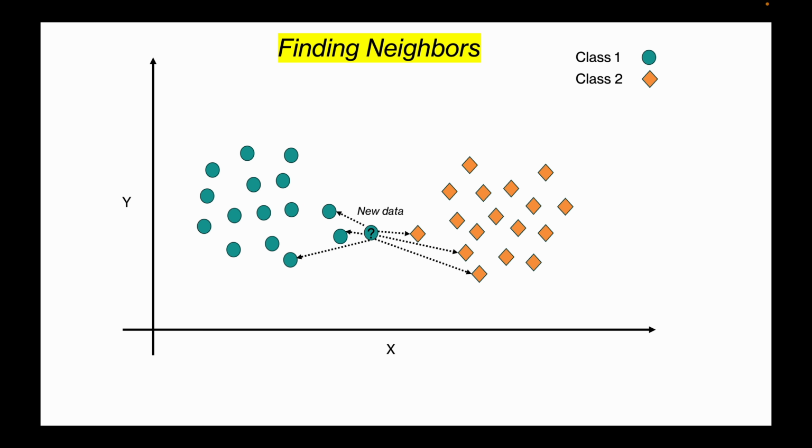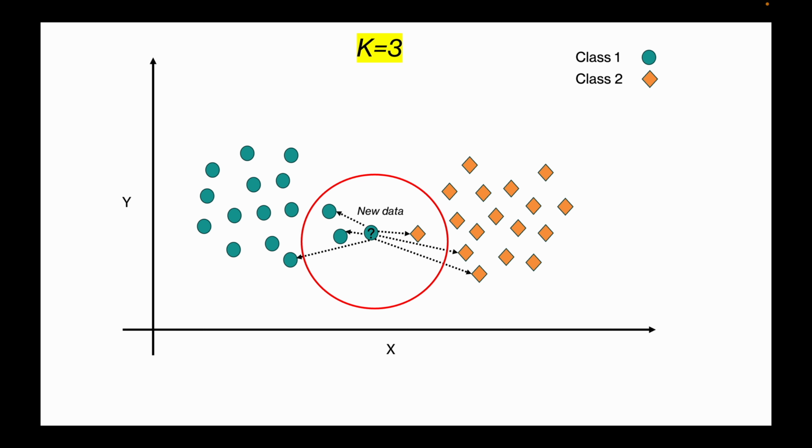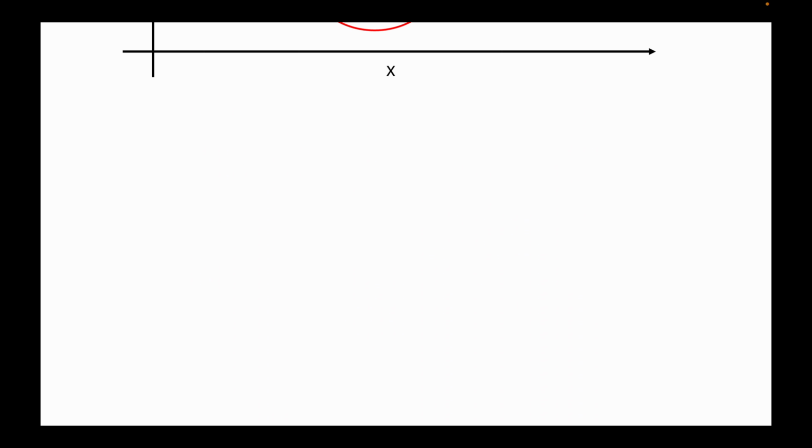So these are the nearest neighbors of our data. After that, we have to decide the value of k. If it is 3 like this, then the majority will decide. Here, the majority is 2, which are of class 1. Therefore, our data also belongs to class 1, that is blue circle. Hence, this is the basic concept of KNN.